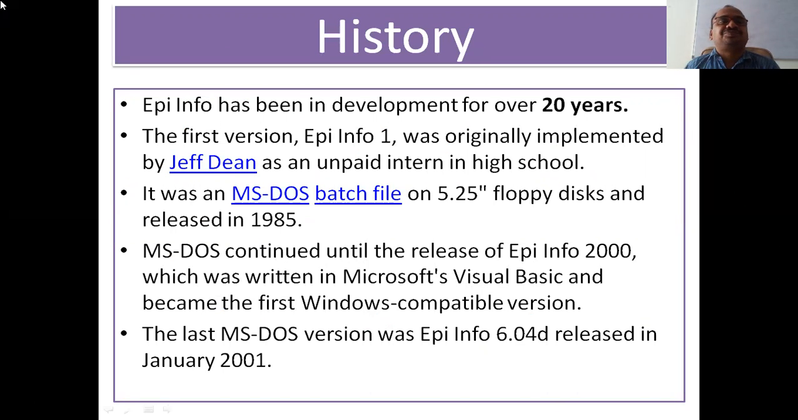It is a history. Epi Info has been in development for over 20 years. I have already told you, 20 years back. The first version, Epi Info 1, was originally implemented by Jeff Dean. Dean, we know, in universities and some autonomous colleges, a Dean will be there, no? Jeff Dean. An unpaid intern, they implemented it at the high school level. This software was originally implemented only for schools. Now it is worldwide. It was originally an MS-DOS batch file, they were using floppy disks, and it was released in 1985.